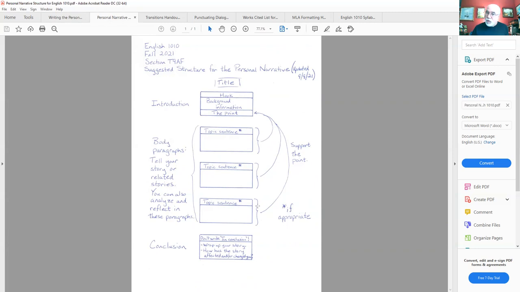So your body paragraphs, you're going to in some way support your point, okay? Either by telling a story or analyzing, reflecting, whatever. And then you're going to have your conclusion, and this is my thing personally, and I think other instructors feel this way too. Don't write "in conclusion" or "in summary" or "to sum up" or anything like that. Be original when you start your concluding paragraph.